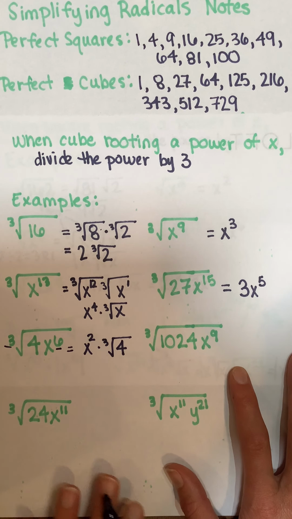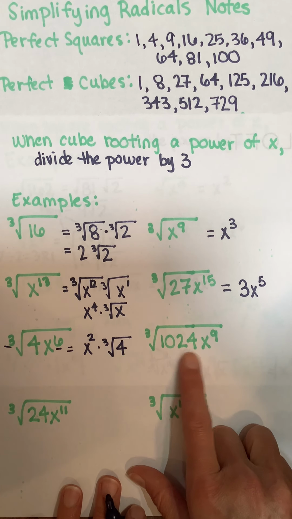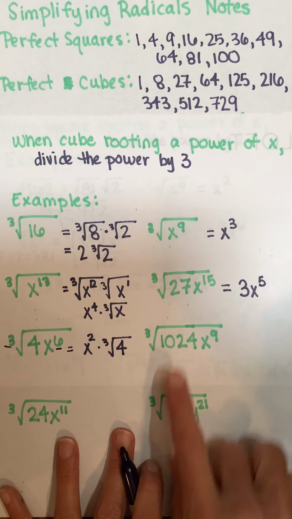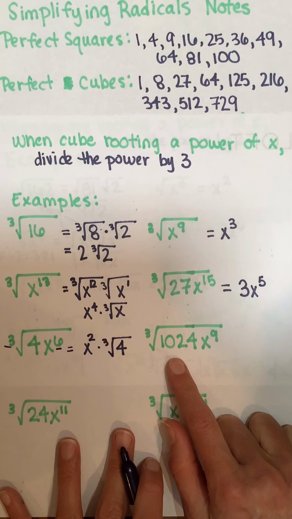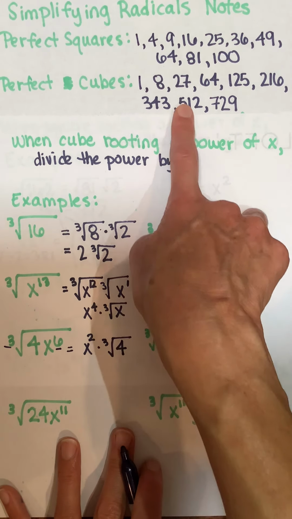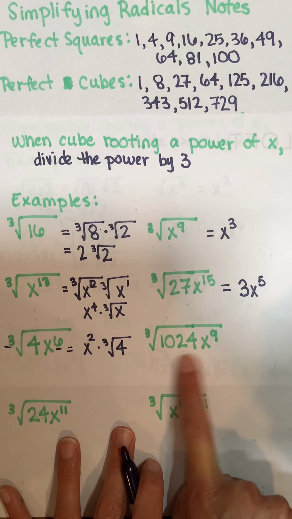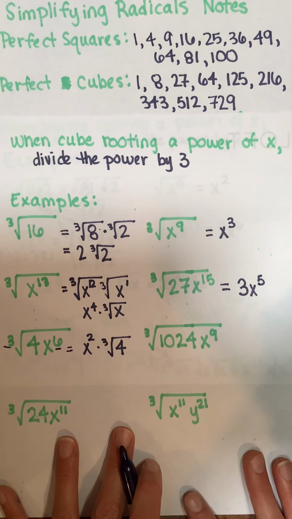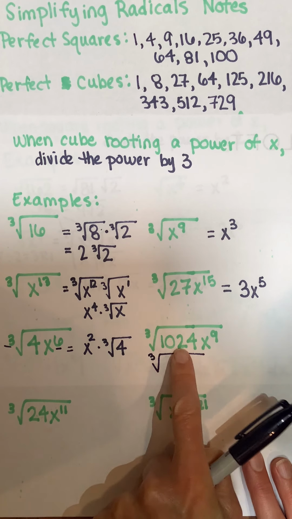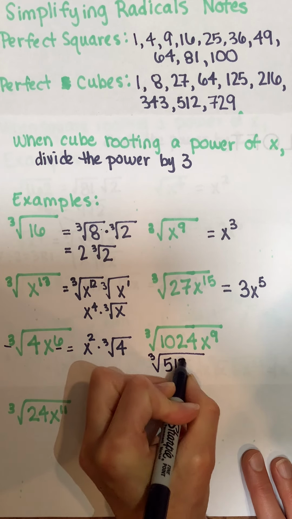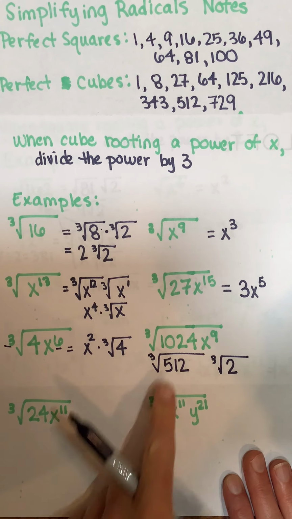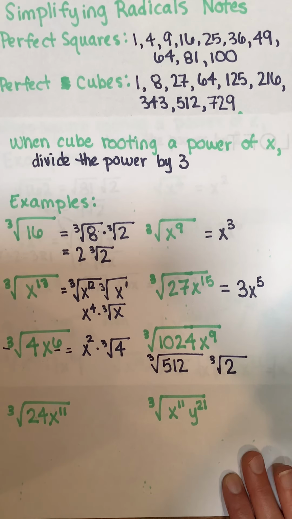Okay, next one. So this is not a perfect cube. I know I didn't make the list that high, but I just happen to know that that's not a perfect cube. But I can factor out the 512 because I can tell that 1024 is double of 512. So let's factor out the 512. Let's put that in the first one because that's where the perfect cube is going to go. So 512 times 2 is 1024.